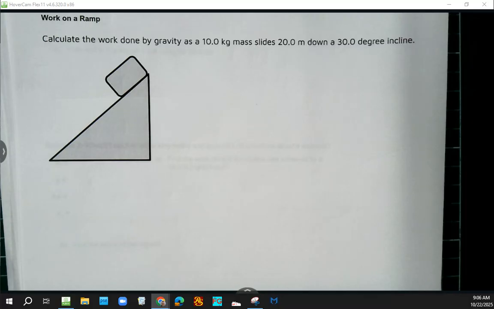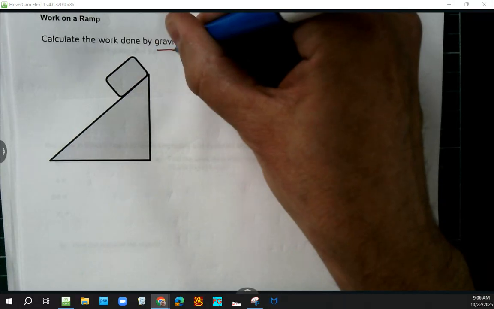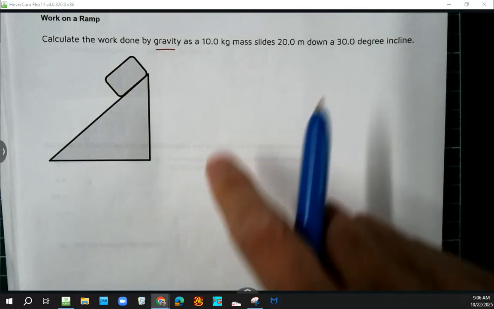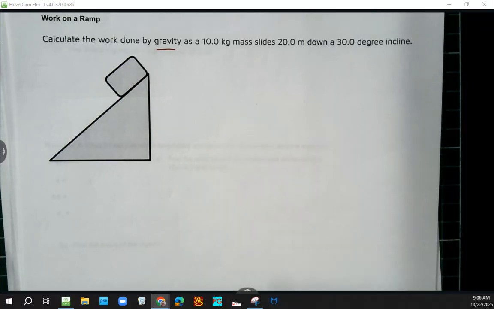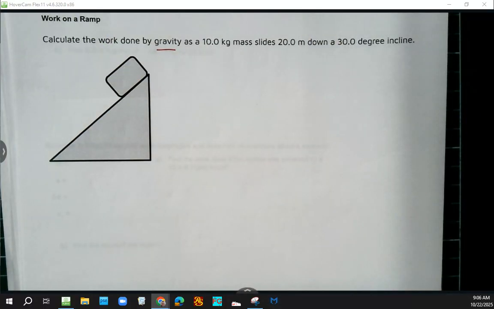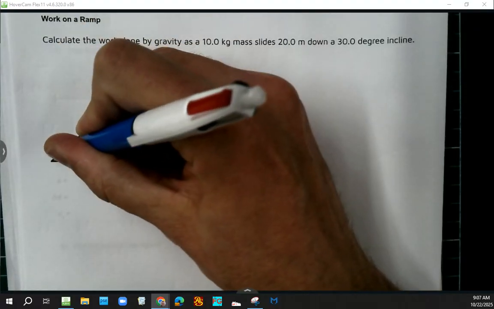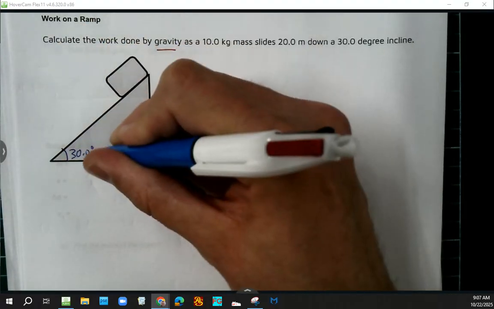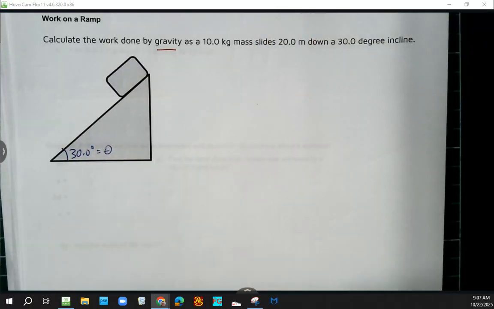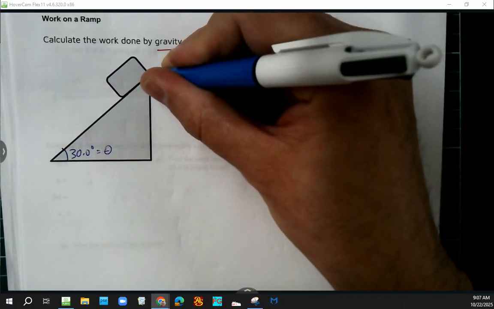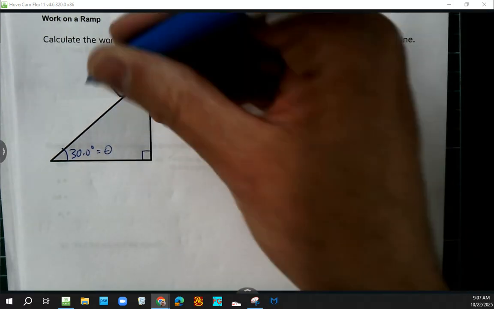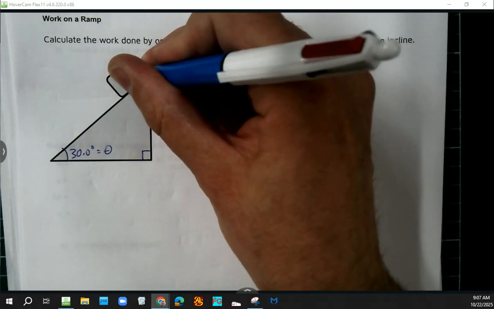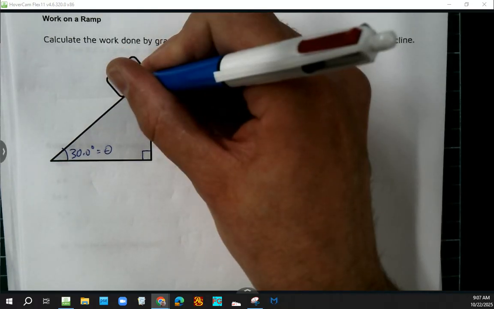So we've got the work done by gravity, and be careful about that, by gravity, as a 10 kilogram mass slides 20 meters down a 30-degree incline. Let's label up the stuff that we know here. We've got 30 degrees. That's going to be our theta value. I guess that means this is also 60 degrees. I don't know if that's useful. This is 90 degrees. This is a ramp, right? We know that we have, how can I do this?